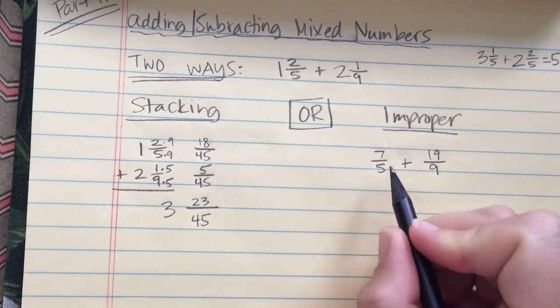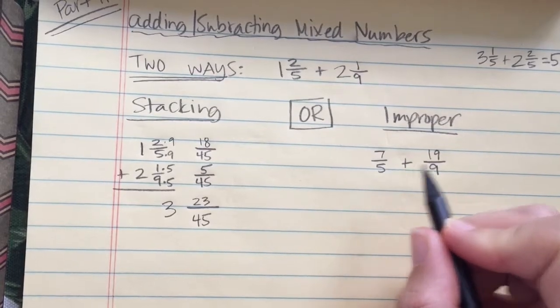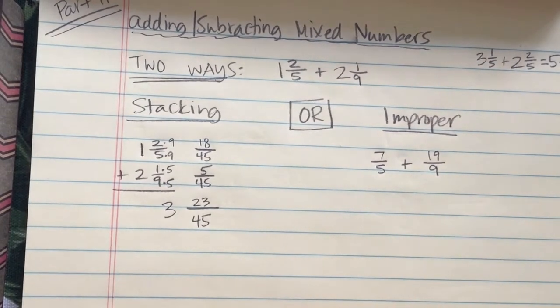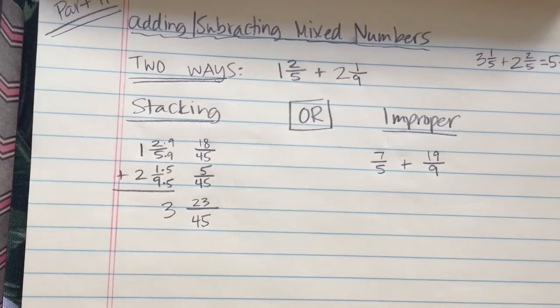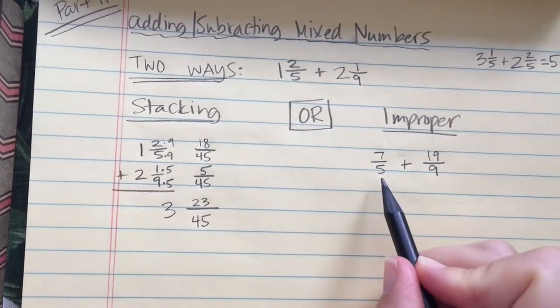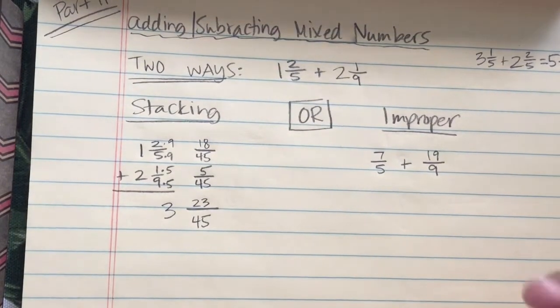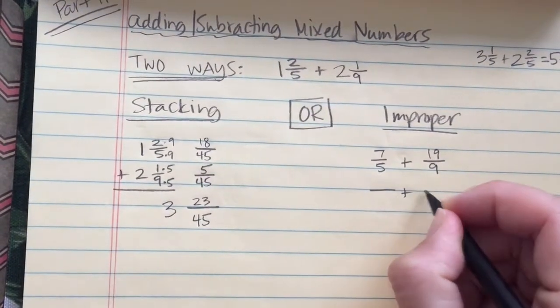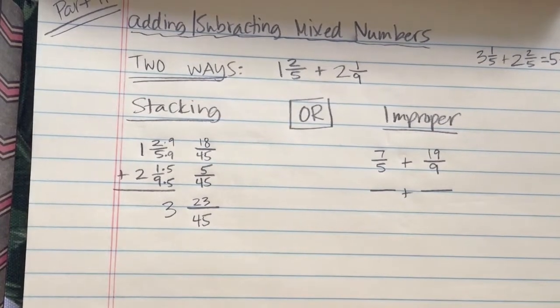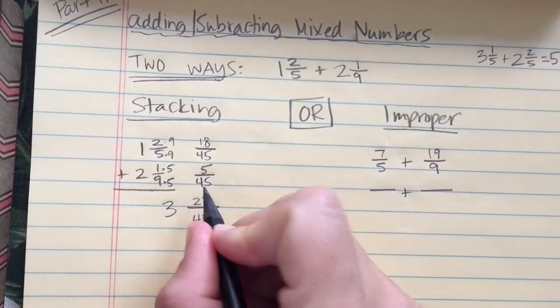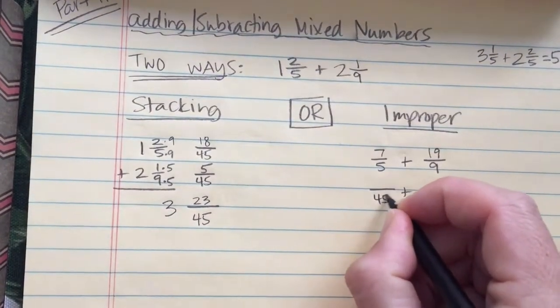So you should have gotten 7/5 plus 19 over 9. Okay, so now we have improper fractions. We still need a common denominator in order to add these two fractions. So I'm going to set it up with a new problem on the bottom using my common denominator, which again is going to be the 45.